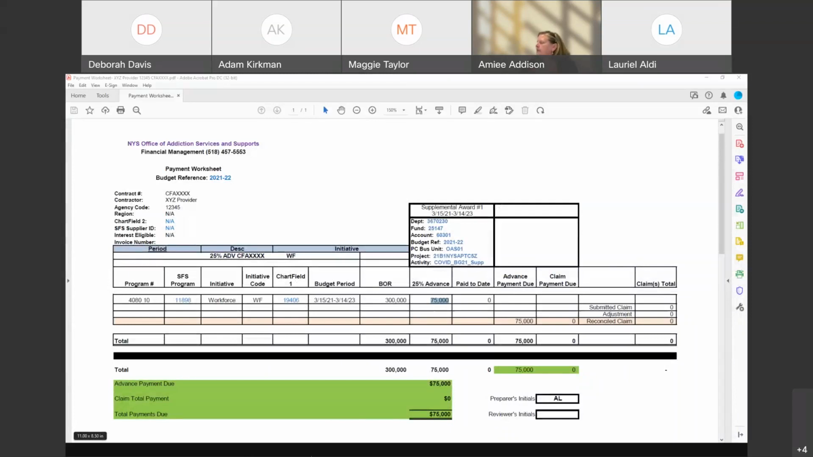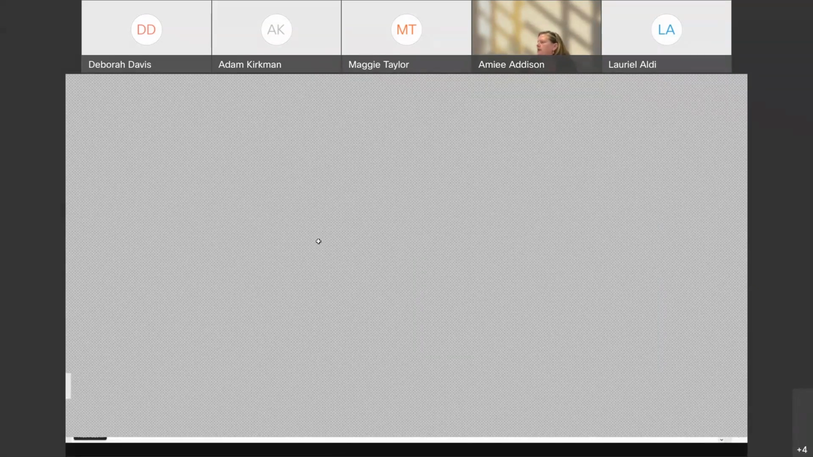Now, here's a blank expense report. And we are currently sending them to you with the agency code filled in, as well as the contractor name, contractor number, the program number, the budget period.